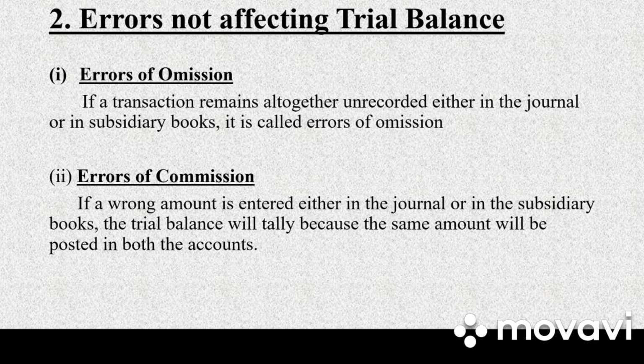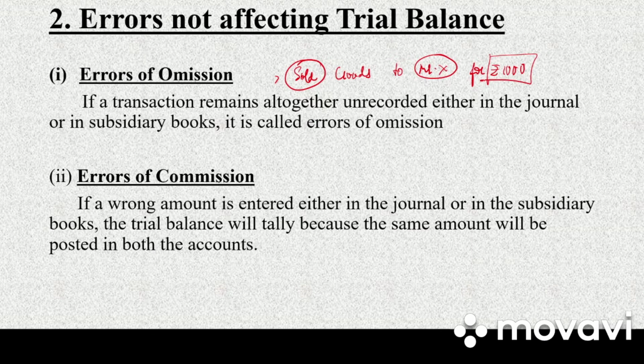Under that first one, we have error of omission. If a transaction remains altogether unrecorded, either in the journal or subsidiary book, it is known as error of omission. Say for example, we have sold goods to Mr. X for rupees 1000. So neither have we recorded in sales account, nor have we recorded in Mr. X account. In such a case, what happens? Trial balance will tally because this 1000 rupees is neither written on sales account nor in Mr. X account.